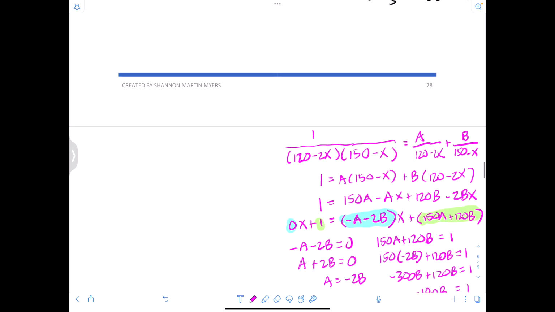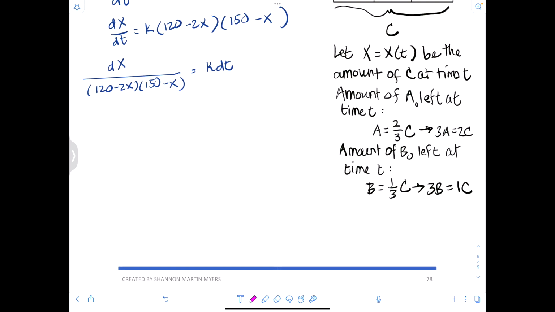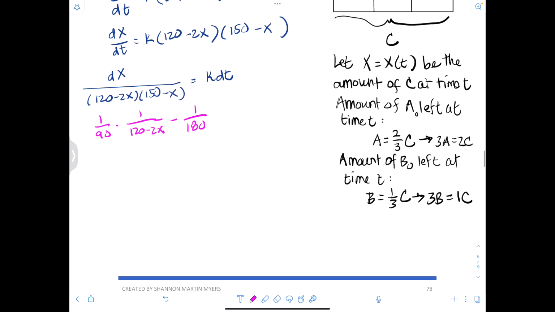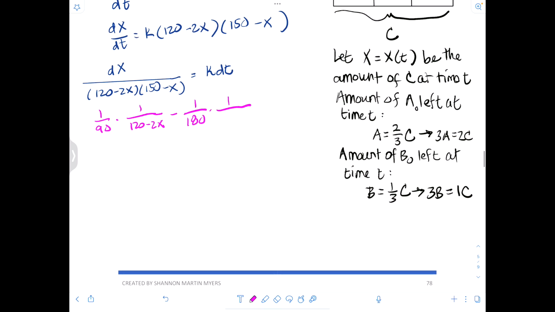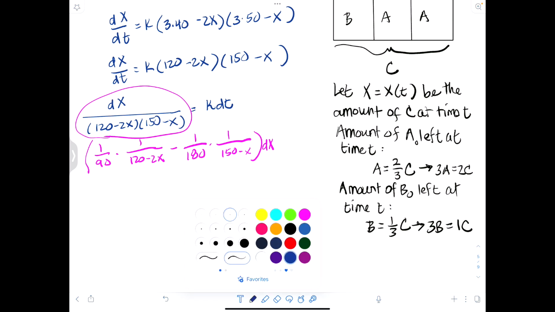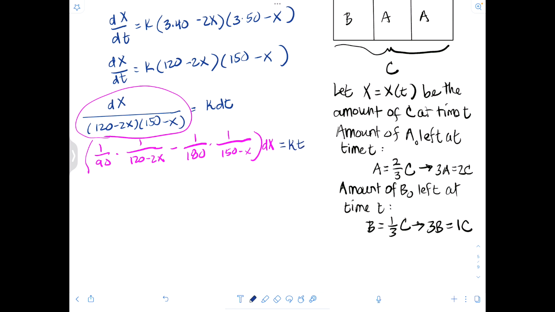All right, so I will rewrite the left-hand side as 1 over 90, which was my a, over 120 minus 2x. There was a negative 1 over 180 for our b, and that was multiplied by 150 minus x. So all of that is in place of this left-hand side. And then, don't forget, it's equal to k times t.